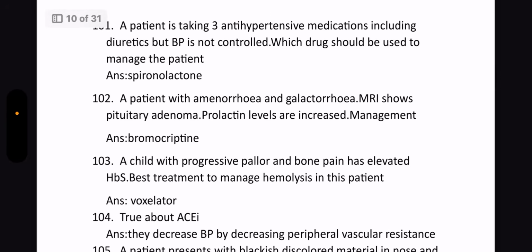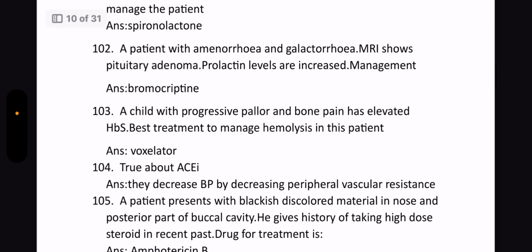Next, a patient is taking 3 antihypertensive medications including diuretics but BP is not controlled. Which drug should be used? Answer, spironolactone. Next, a patient with amenorrhea and galactorrhea, MRI shows pituitary adenoma, prolactin is increased, management is bromocriptine. Next, a patient with progressive pallor and bone pain, and elevated HbS. Best treatment to manage hemolysis is voxelotor.